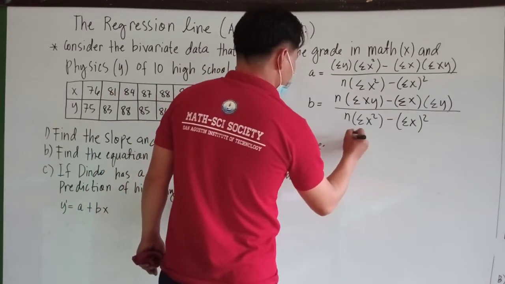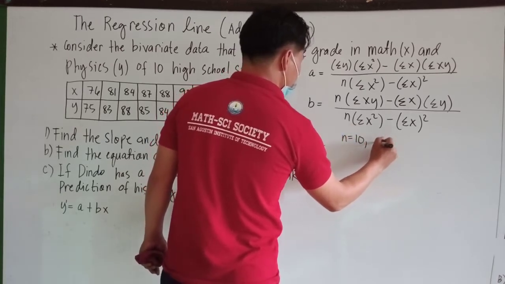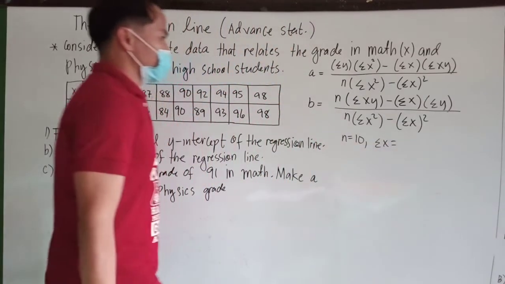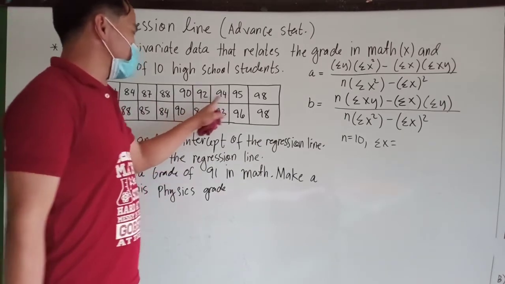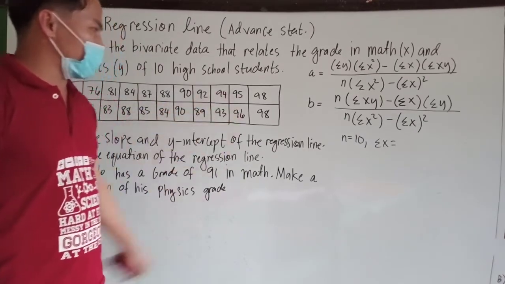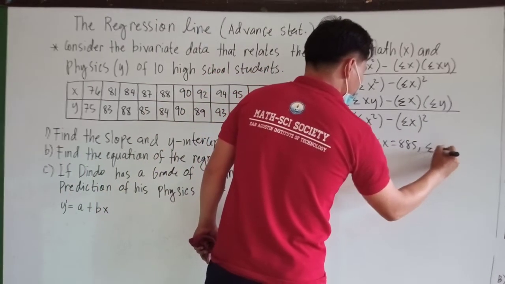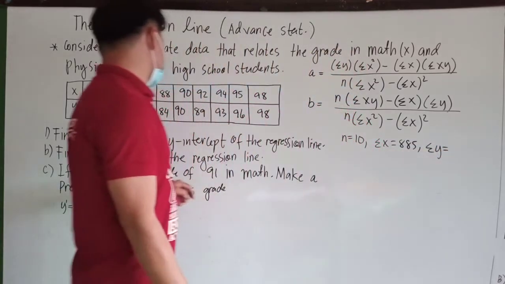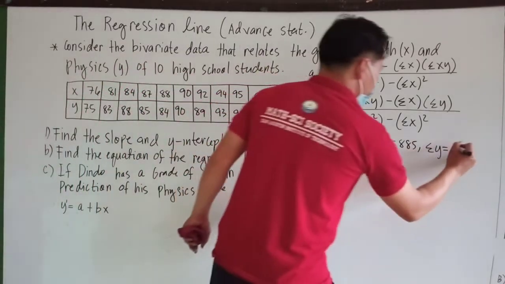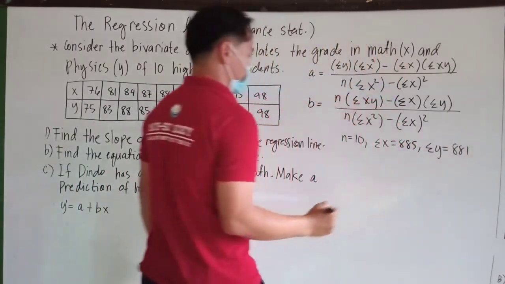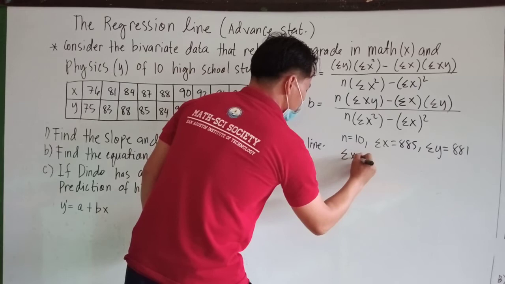First, let us define n. Of course, there are 10. Next is summation of x. When we talk about summation of x, just add all of these quantities. When we add all of the math grades of the 10 students, it is 885. And we also have to identify the summation of y, or the sum of all the grades in physics, that is actually 881.